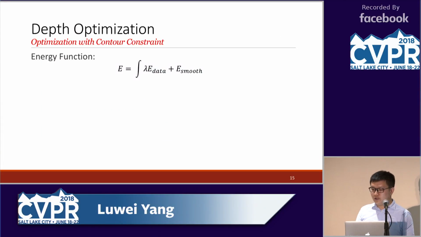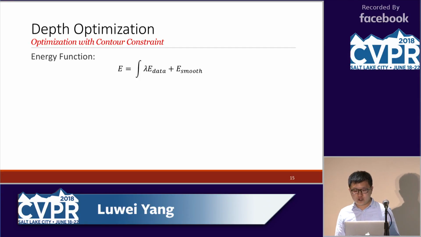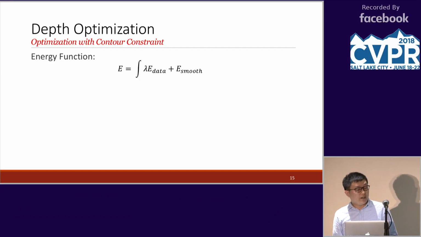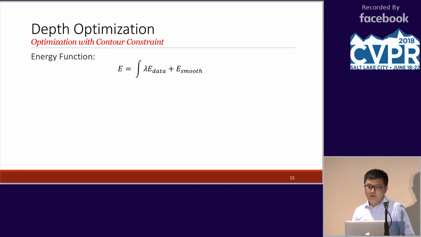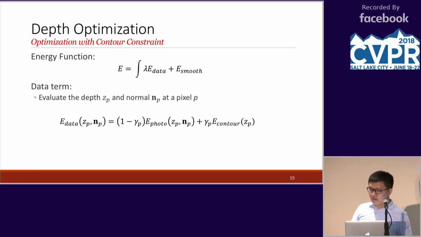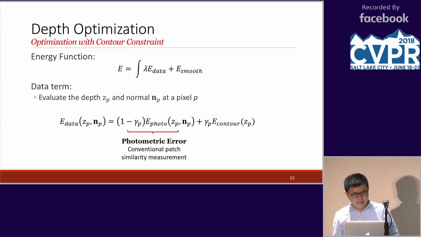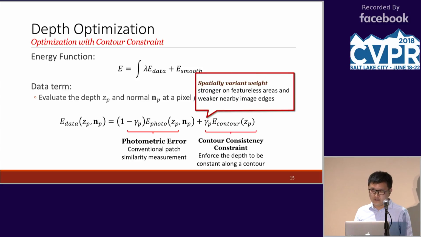Here, we are going to minimize the following energy function for the depth optimization. It has a data term as well as a smoothness term. For the data term, we have two error measurements: the photometric error and another one called the contour consistent constraint.